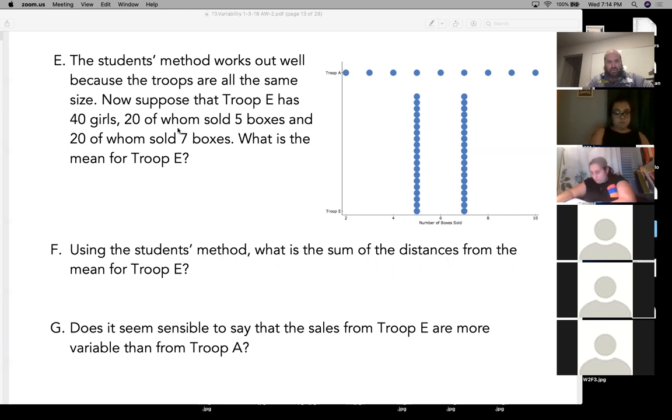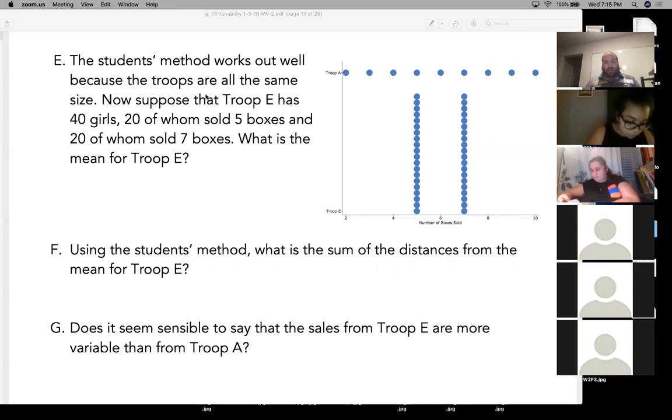Oh yeah, so let's do E now. Okay, the students' method worked out well because the troops are all the same size. The students didn't divide by anything, right? The students just calculated the total number. We threw in the division because we remember what happened last time, where you have to divide by n. The students didn't do that. That was okay in the students' case because all the samples were the same size. They were all 9.